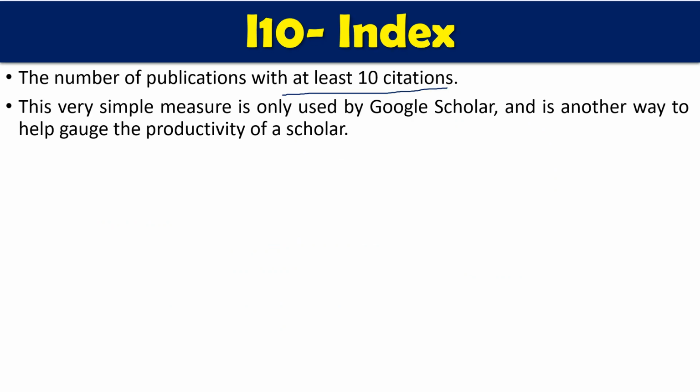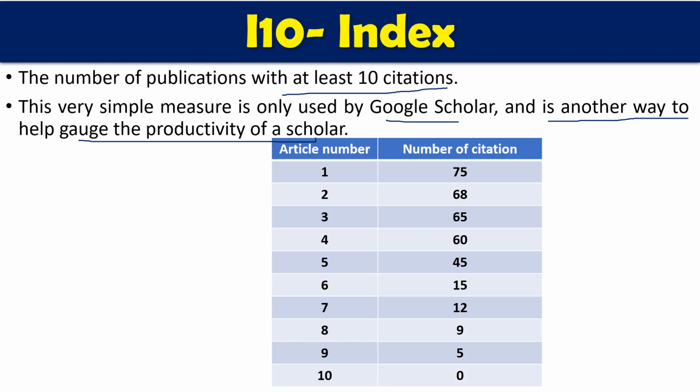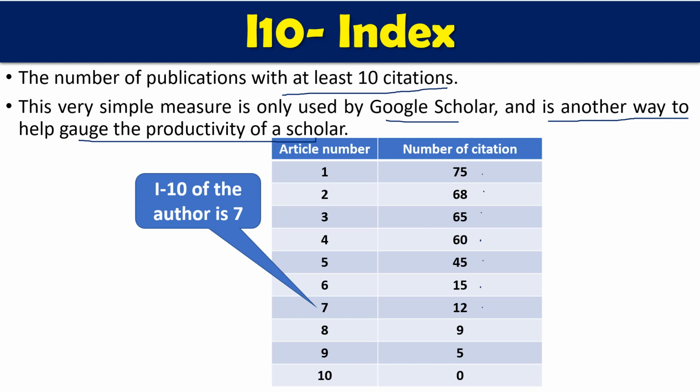It is a very simple measure, only used by Google Scholar, and is another way to help gauge the productivity of the scholar. Here you can see these are the numbers of papers. This author has 10 different publications, and these are the numbers of times they have been cited. If you ask how many papers have minimum 10 citations: 1, 2, 3, 4, 5, 6, 7. So a minimum of 7 papers have 10 or more citations. It means the I10 index of this author is 7. Why? Because 7 papers have 10 or more citations.